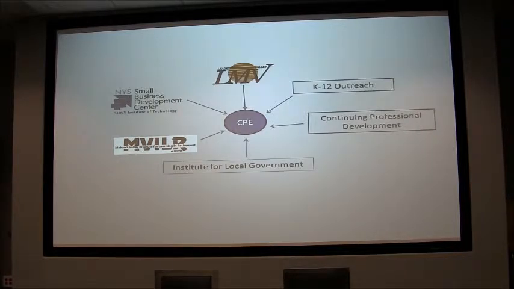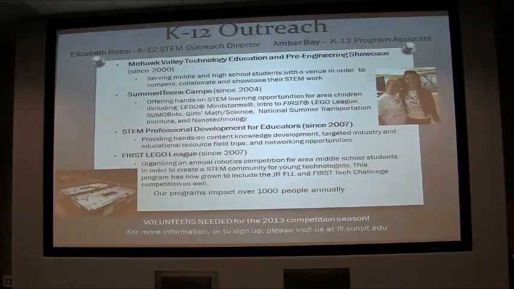Okay, so let's go through these one by one. We'll start with K-12 outreach. The folks who work on that, of course, everybody knows Elizabeth. She's just known to everyone. So we've got Elizabeth, and then Amber Bay, who is our program assistant for K-12 outreach. The most visible things you see with K-12 outreach, and this is basically what we do with the school systems, going from middle school up through high school. These are some of the activities we do with them.